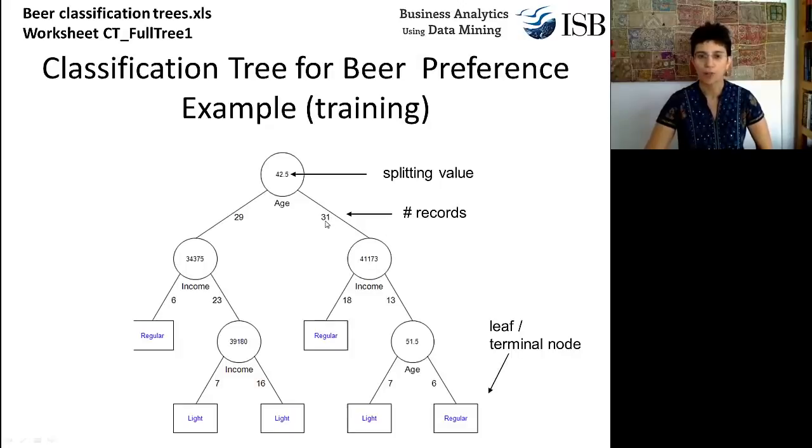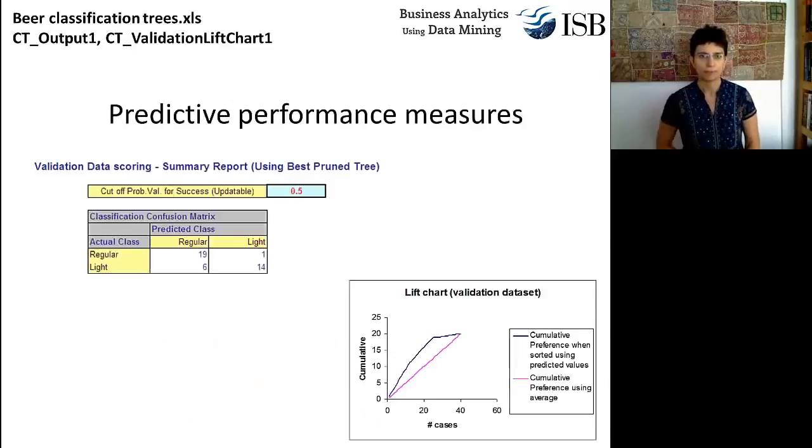The last piece of information here is the number of records that we have within each subset. So for instance, this group is based on 31 records. It also means that here we only have 7 records, and we have to think carefully about what is a minimum number of records that we feel sufficiently comfortable with that the result is reliable. We will talk about overfitting later on.